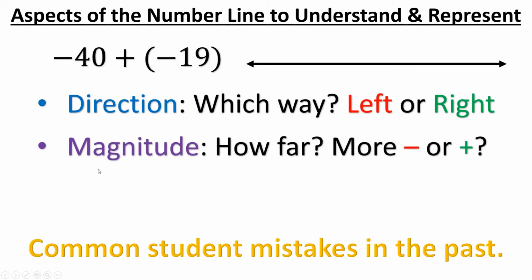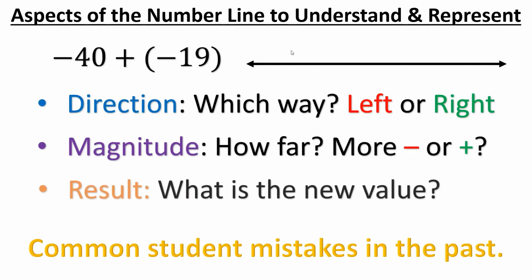The other thing you need to be thinking about is the magnitude of the line, the length. So how far. So when you draw the -40, that line should be longer than the -19 because 40 is more than 19. And then result, what is the new value? You should be writing that on the number line. This one, they're both negative. So we do 0, we go negative 40, negative 19, and we'd be at negative 59.